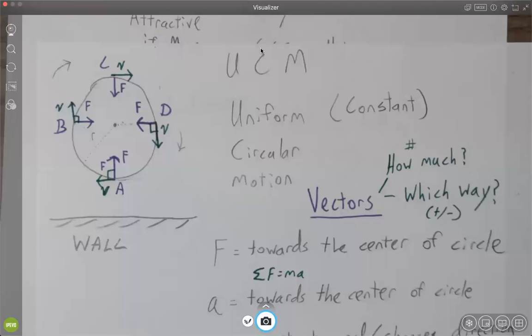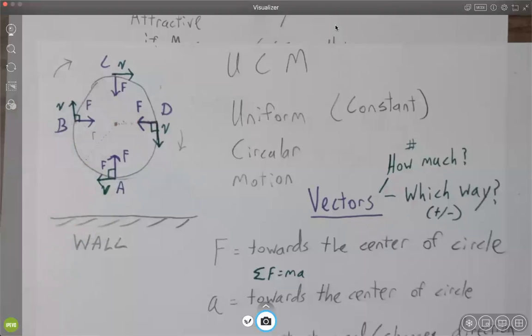So I'm asking you all now in the chat, at what point did the cat have to let go of that string in order to hit that wall? Is it point A, point B, point C, or point D? At what point did the cat let go to hit the wall?